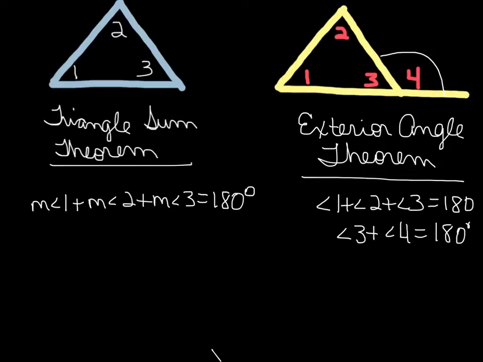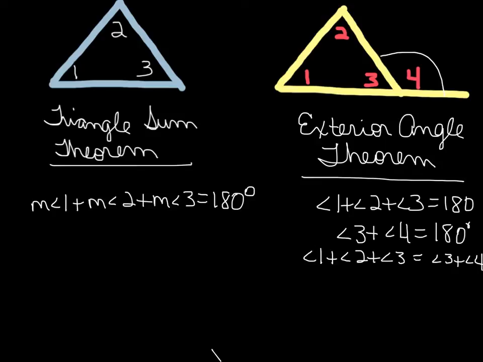If angle 1 plus angle 2 plus angle 3 equals 180, as well as angle 3 plus angle 4 equals 180, then we can get to the conclusion that angle 1 plus angle 2 plus angle 3 has to equal angle 3 plus angle 4. Because they both equal 180, they have to equal each other.